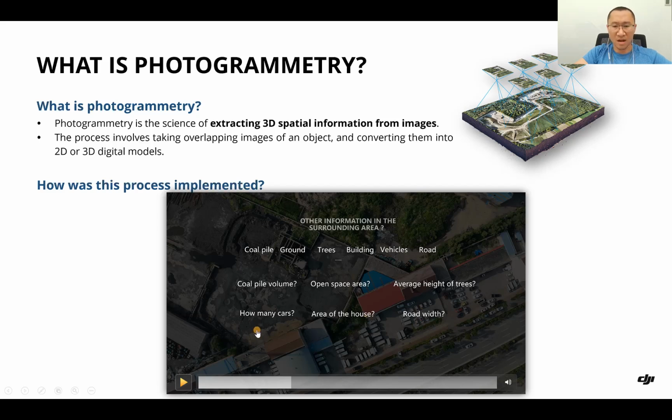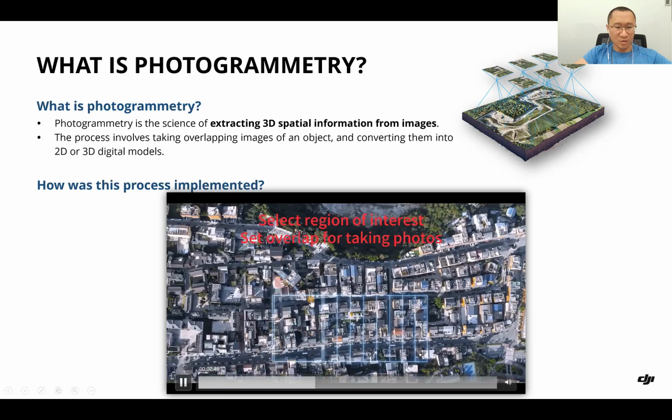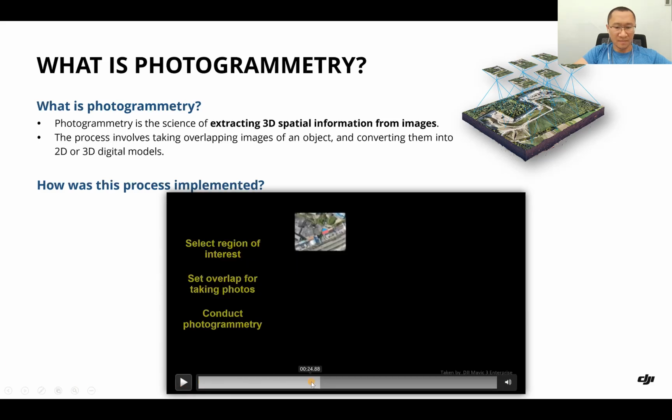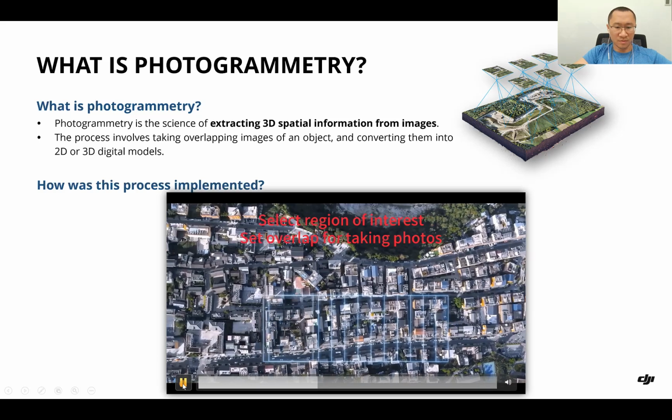How about this other information? Can we get all this information? If we want to get this, we need photogrammetry. But how would this be done? First, we select a region of interest and we set the overlap for taking photos. So the drone in the field will follow our parameters and take lots of photos.